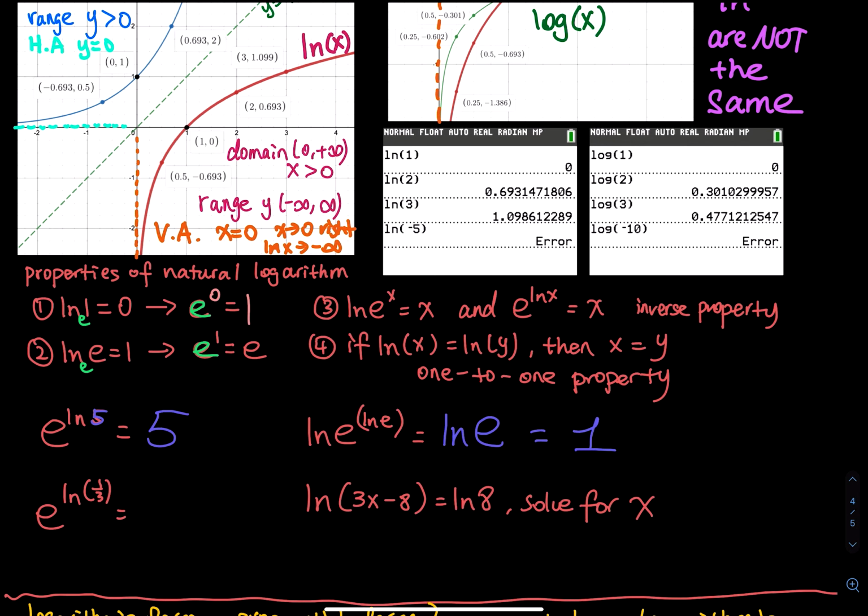And then e raised to some exponent. So this time we are following this. e to the ln x is equal to x. So this is equal to 1/3.